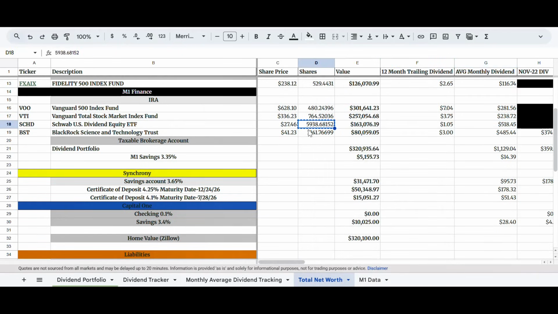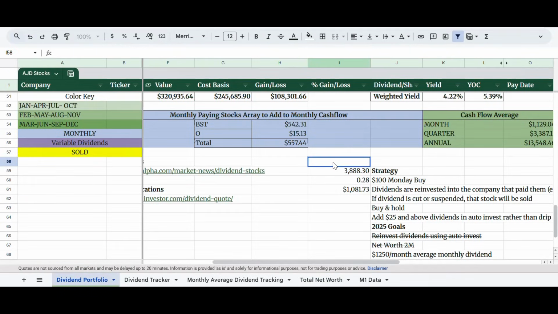So we're going to take those number of shares, the 5938. We'll put it here. And so I'll do the quick math, and we'll see what I'm going to receive in the IRA. In the IRA, I'm going to drip that back into that portfolio and have it just go in and rebalance there as well. I think VU was the one that needed to be rebalanced. So it may go in there mostly. We'll see. So in my taxable brokerage account, I'm going to receive 1,081.73.